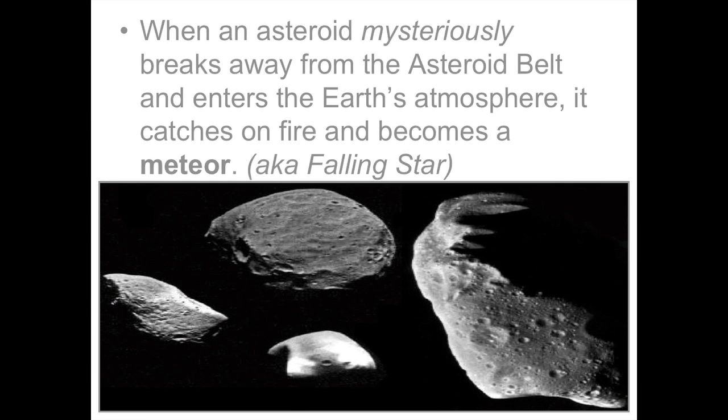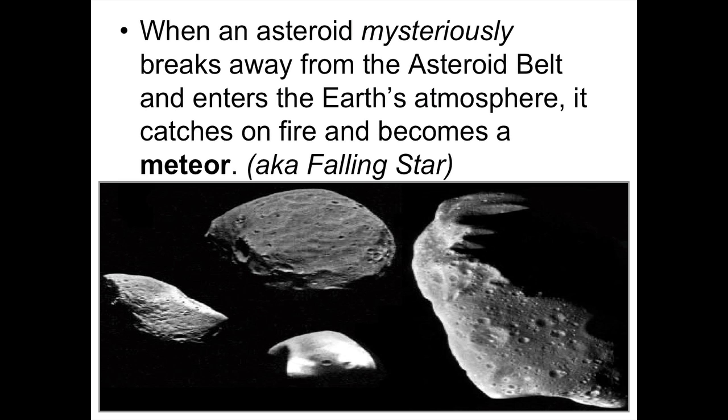More notes about asteroids. Now, mysteriously, and nobody knows why, sometimes asteroids just break away from the asteroid belt. When they do, and they enter Earth's atmosphere, or any planet's atmosphere, it catches on fire and becomes a meteor. The reason it catches on fire is because space has little to no air. Therefore, there's no friction. But once it enters our atmosphere, our sky is full of air. It's going so fast, and that friction is so intense, it catches on fire.